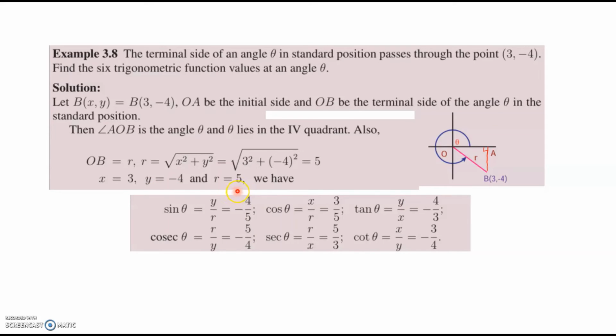So let's proceed to find all the trigonometric ratios. So sine theta would be equal to y by r, which is minus 4 by 5. Similarly, cos theta will be x by r, which is 3 by 5. Tan theta will be y by x, which will be minus 4 by 3. Similarly, our cosec theta will be r by y, which is minus 5 by 4. And secant theta will be r by x, which is 5 by 3. And cot theta will be x by y, and that's equal to minus 3 by 4.